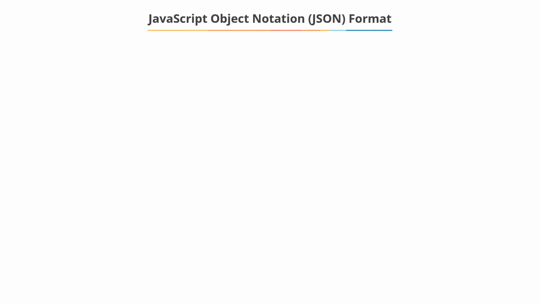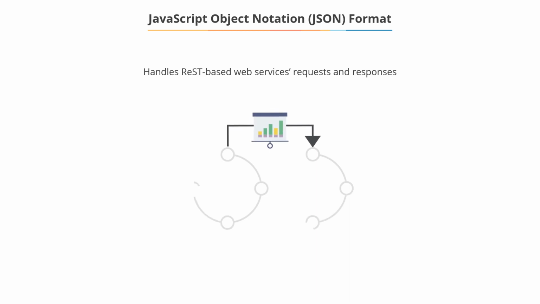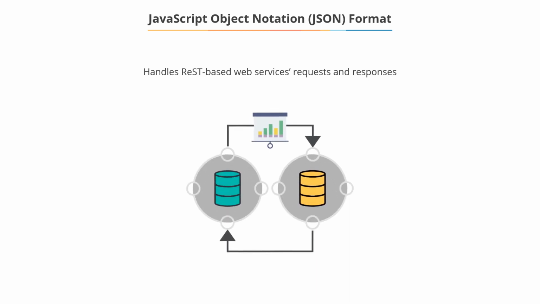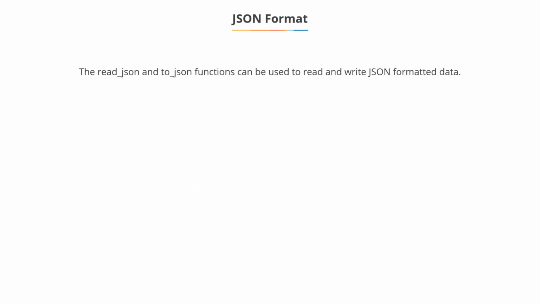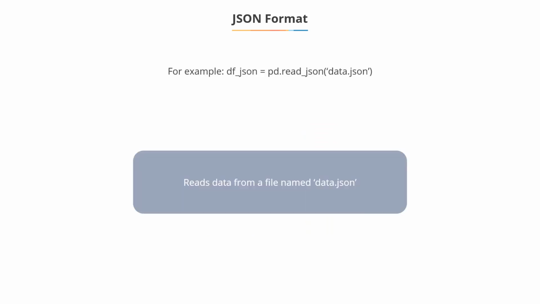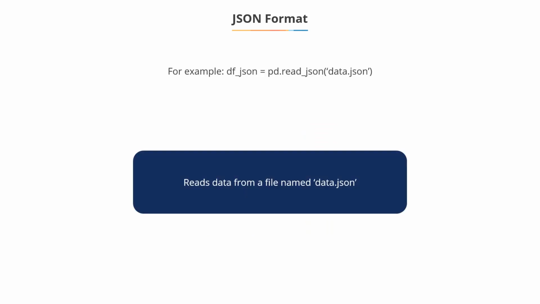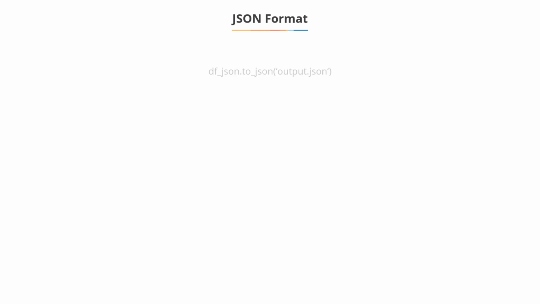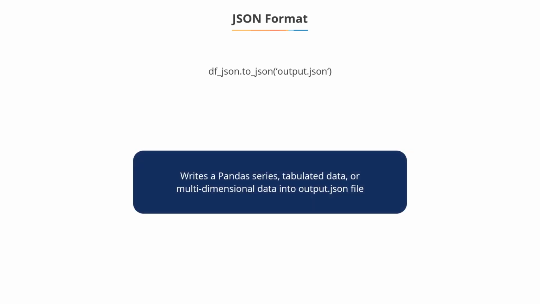JavaScript Object Notation, JSON, format. The JSON file format is particularly useful in handling REST-based web services requests and responses. The read_json and to_json functions can be used to read and write JSON formatted data. For example, this function reads the data from a file named data.json. Likewise, this function writes a Pandas series, tabulated data or multi-dimensional data into the output.json file.